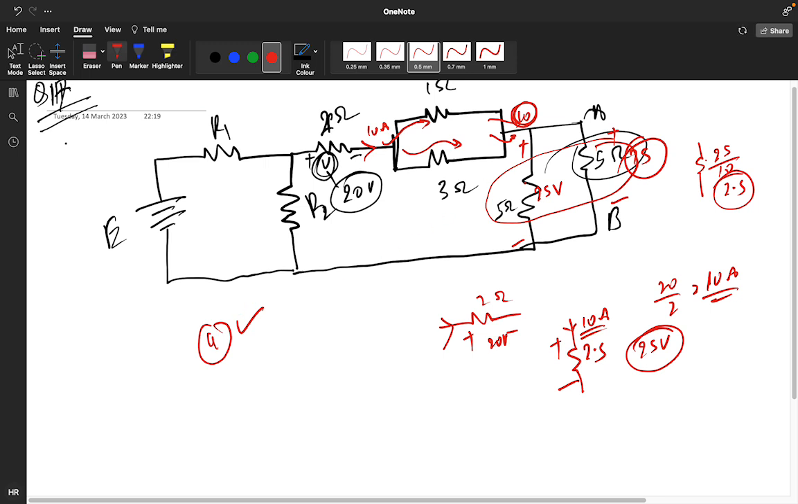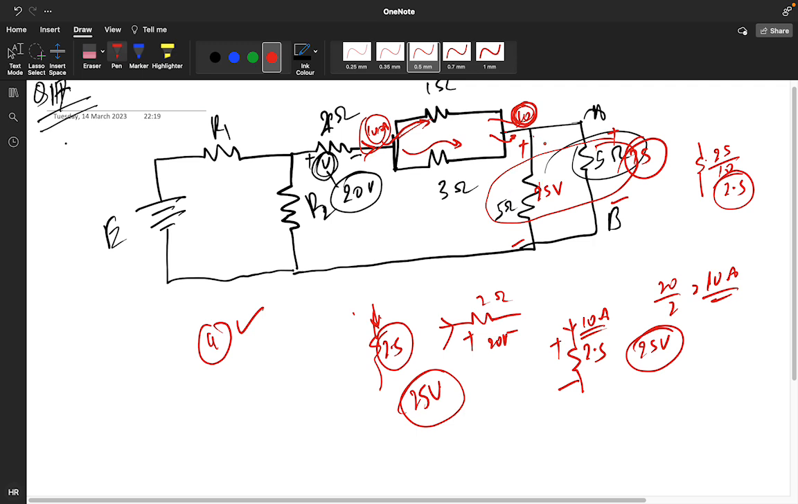How? See, 10 ampere is coming because we have 20 volt. If you divide by 2 ohm, you will get the 10 ampere. If it splits into two parts, again it will join at this junction, you will get the 10. And you have the resistors in parallel, so the equivalent resistance will be 2.5 ohm. The current will move through this 2.5 ohm, multiplied with this, you will get 25 volt.